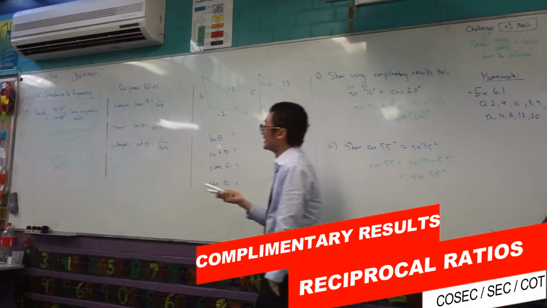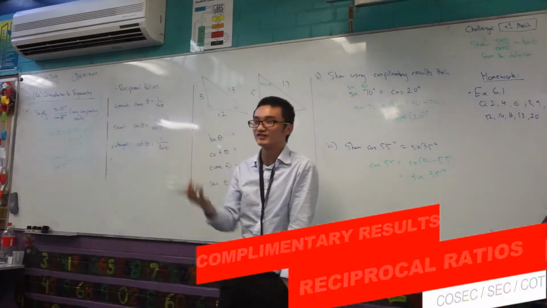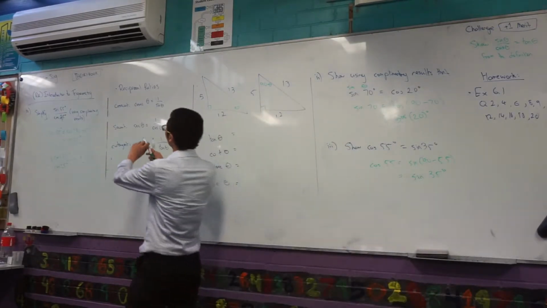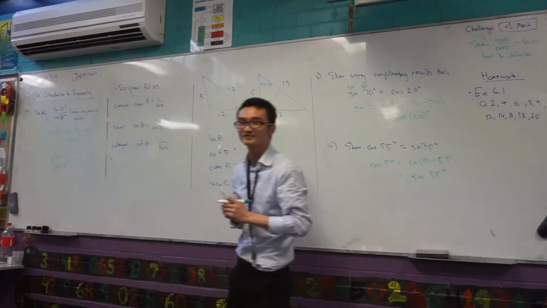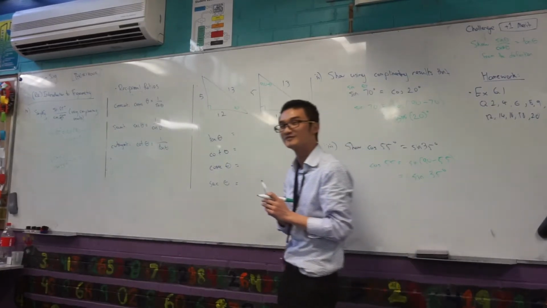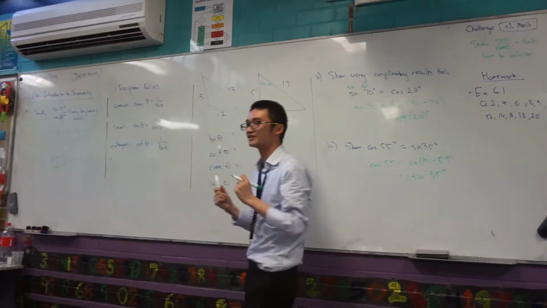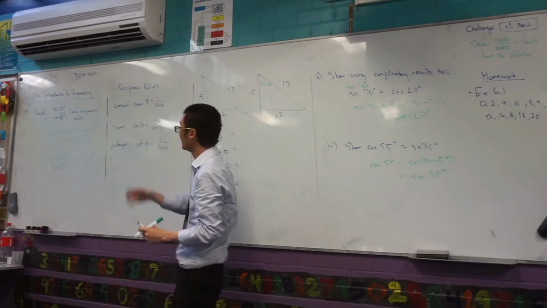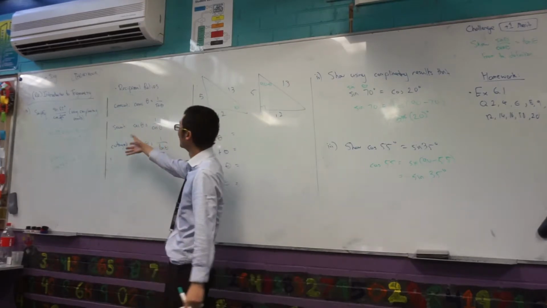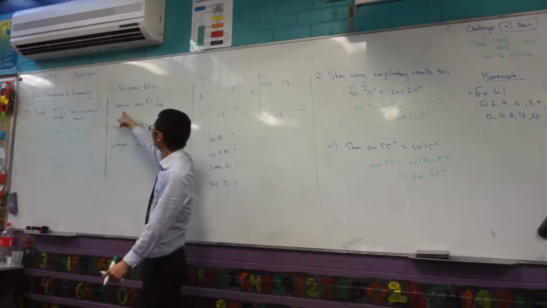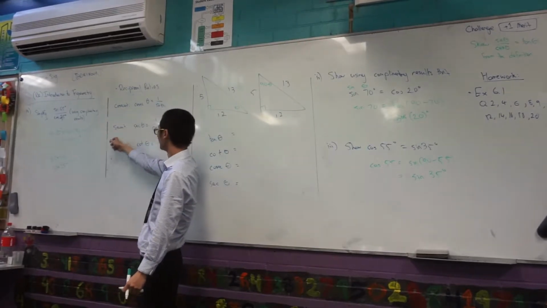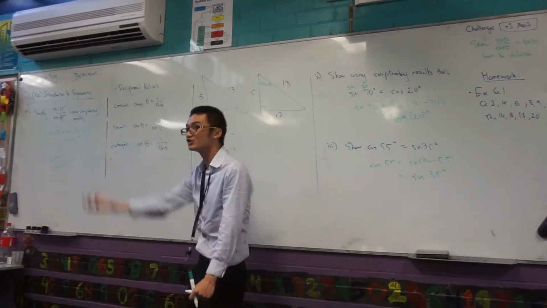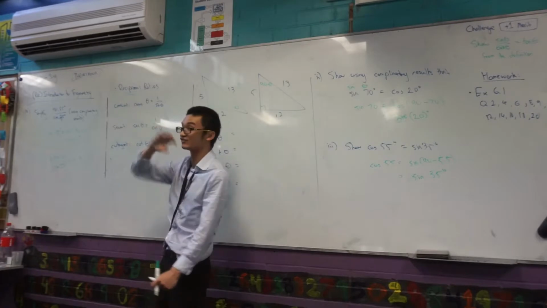Now I need to introduce a new idea called the reciprocal ratios in trigonometry. This word, reciprocal, do you remember what it means? It has to do with fractions. Yeah, Ethan. Good. We're just flipping things. We introduce these new ratios, and they have funny names: cosecant, secant, and cotangent. All they're saying is, let's take our original ratios, and let's flip them.